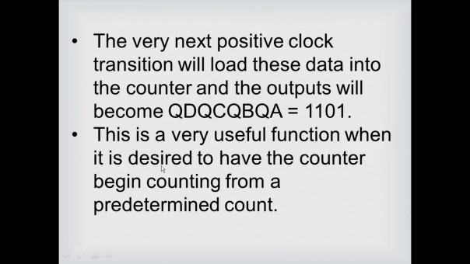This is a very useful function when it is desired to have the counter begin counting from a predetermined state. That means we want to preset this counter to a particular state. Corresponding to that, data should be given on DCBA, and you have to activate the load input and then give one clock pulse so that data is loaded, or the counter is preset to that particular state. Then deactivate the load input, remember, deactivate it, that means make it high, and then apply continuous clock pulses. So the counter starts counting from that particular state and advances to the next in a count up mode.